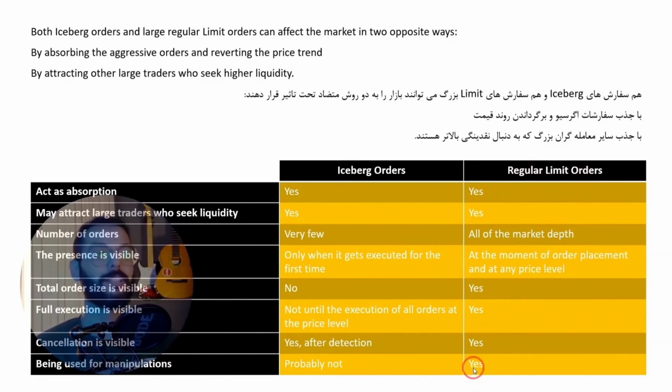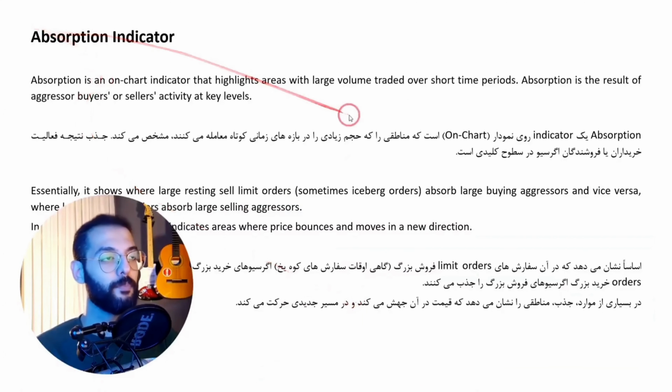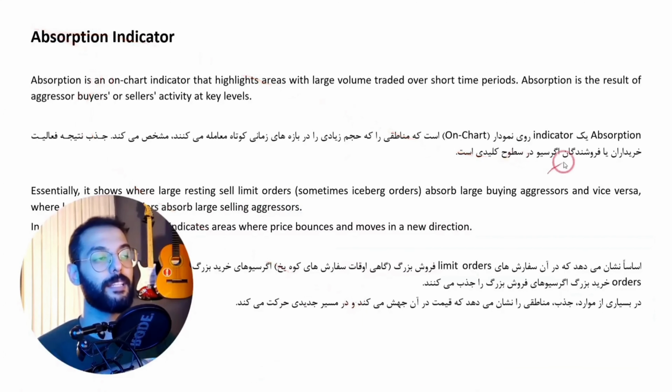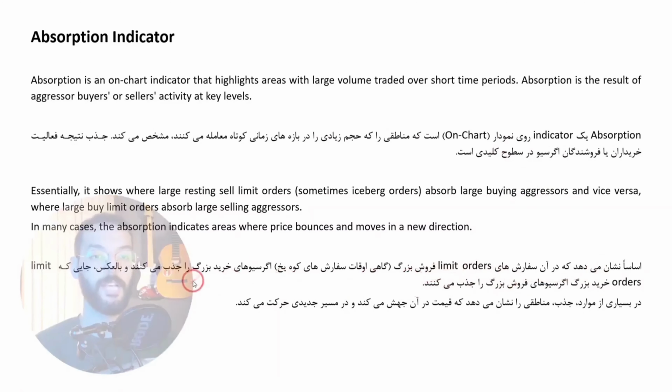But for icebergs, the absorption indicator that we're going to give you this session says, the absorption indicator is on chart, identifying areas where high volume is traded over short periods. Absorption is the result of aggressive buyers or sellers' activity at key levels, which you all know by now. Essentially, it shows where large sell limit orders, which are sometimes iceberg orders, absorb large buying aggressors and vice versa, where large buy limit orders absorb large selling aggressors. In many cases, absorption indicates areas where price bounces and moves in a new direction.